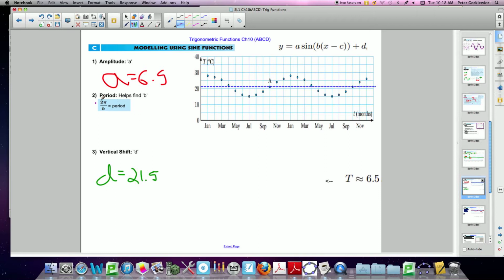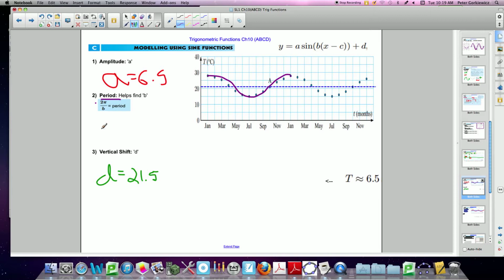So the period helps us find B. Let's look at how long it takes this thing to oscillate. Well, it goes from maximum to maximum in a year. So 12 months, right? From here, 1, 2, 3, 4, 5, 6, 7, 8, 9, 10, 11, 12. So it oscillates in 12 months, right?